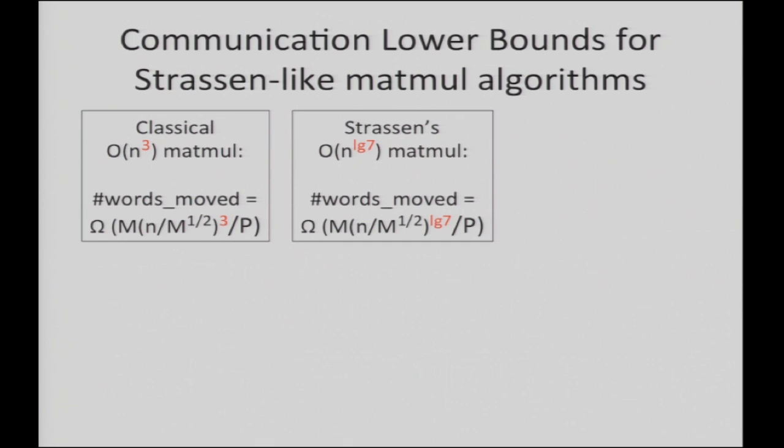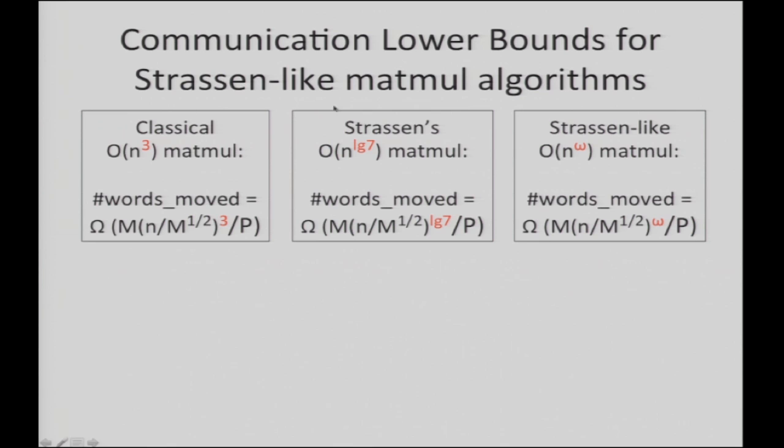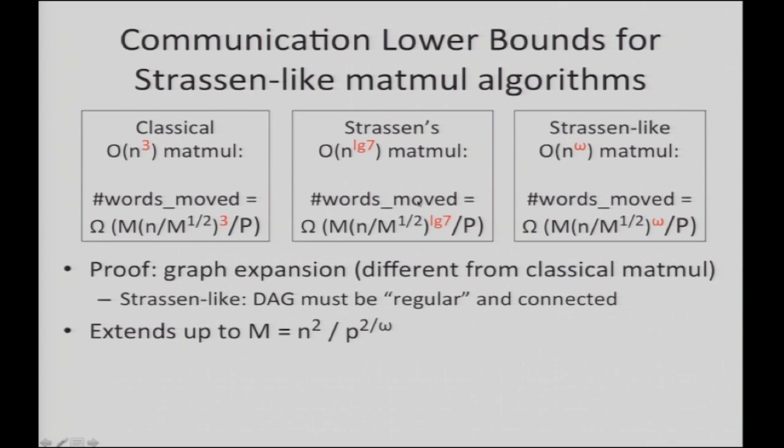And all I have to do is change log base 2 of 7 to whatever the magical exponent is, omega, right? And people keep inventing new omegas every year. I think the current record is 2.3 something, but anyway, this is the practical one in the middle. And it uses a completely different proof technique, which I'm not going to worry about right now. And to be Strassen-like, it has to be regular enough for the proof to work.